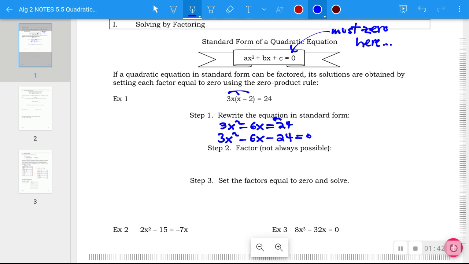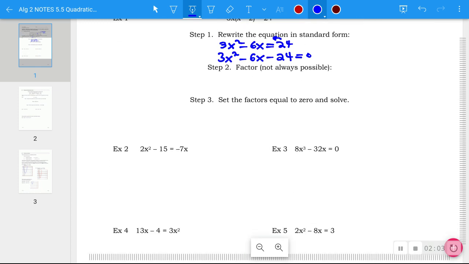Okay, so we have this in standard form. It's got the quadratic term, this x squared part, up front. Right behind it is the linear part, that negative 6x. The constant follows, and it does say equal 0. So we're ready to go here. Now I'll teach you how to handle the next part.